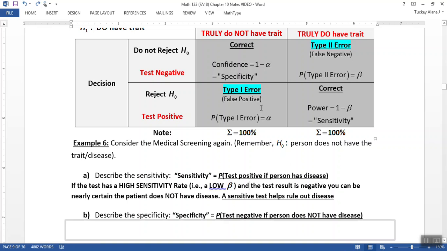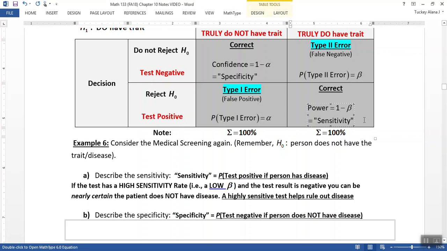if your test result is negative, you can be nearly certain, but not 100% certain, of course, because we're never 100% sure, but nearly sure that the person truly does not have the disease. In other words, a highly sensitive test helps rule out disease. It helps you know which people in your population truly do not have it. So let me say that one more time.